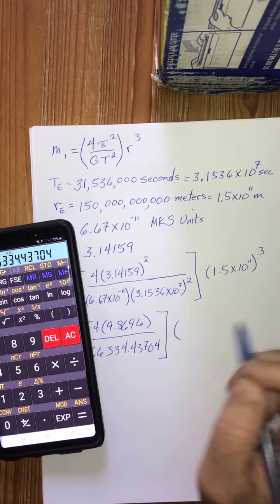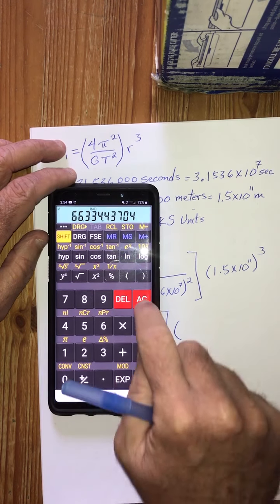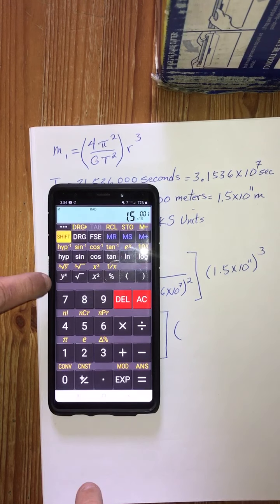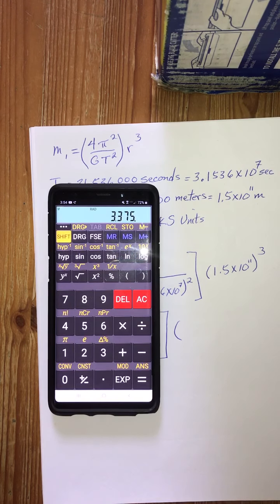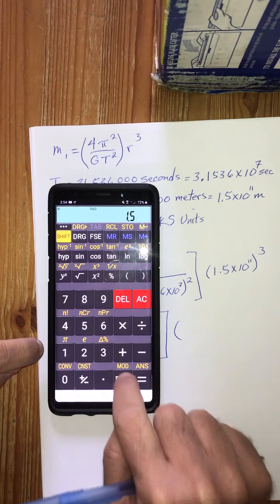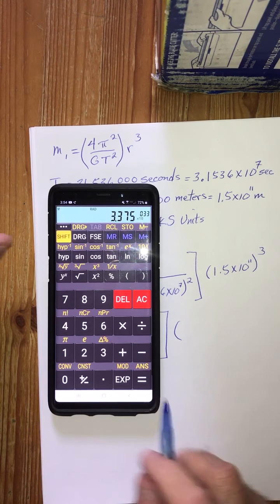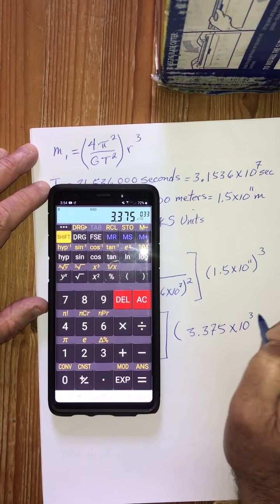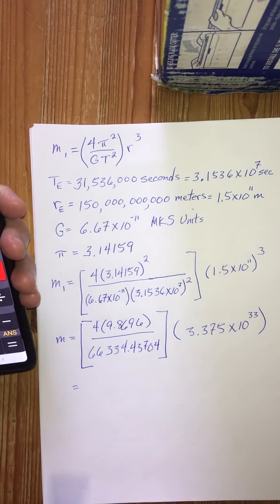Okay, so far, and now we're going to deal with this thing over here, which is 1.5 times 10 to the 11th, and we're going to cube that. So let's go 1.5 exp 11, and we're going to cube that. Now on my calculator, I've got a y to the x key, and we're going to do to the third power, and that just did not come out right. So let's do it again. 1.5 exp 11, and raise that to the third power. That's much better. 3.375 times 10 to the 33rd power. Look like gnarly numbers, don't they?